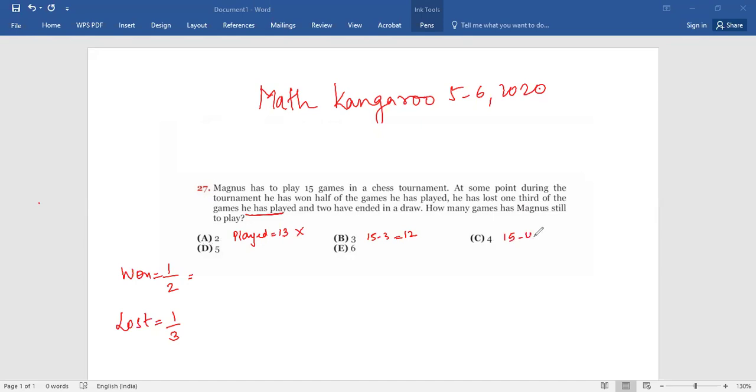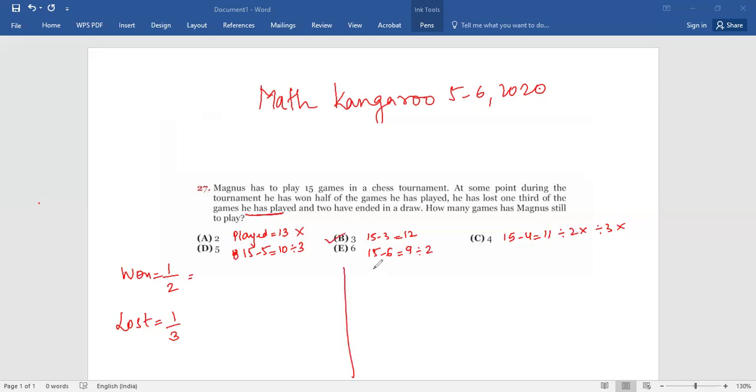You do 15 minus 4, which is 11. Again, not divisible by 2 or 3. We do 15 minus 5, which is 10. Again, not divisible by 3, but divisible by 2. And 15 minus 6 is 9. 9 is not divisible by 2, but it is divisible by 3. So the answer option is B.